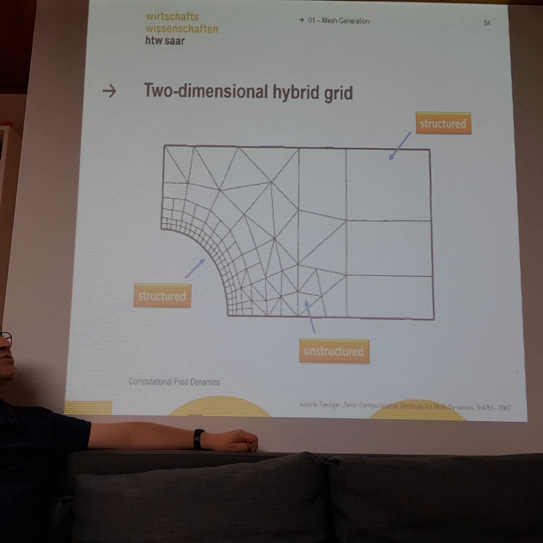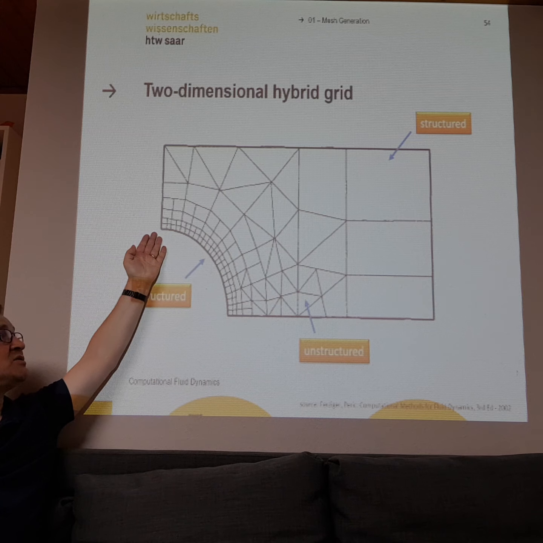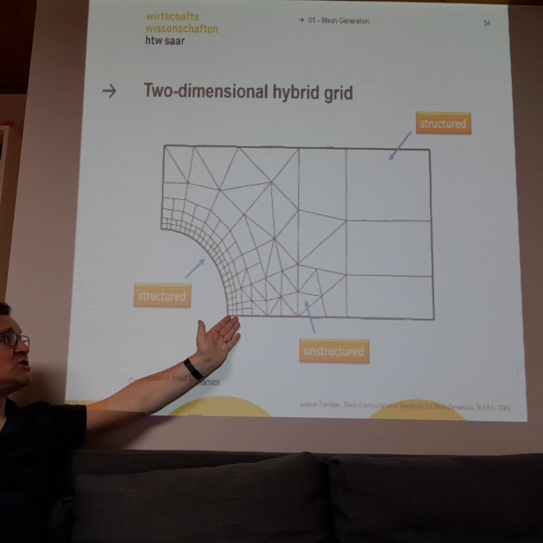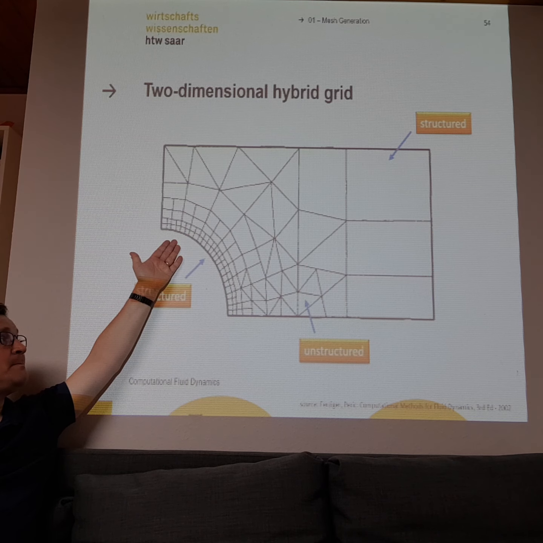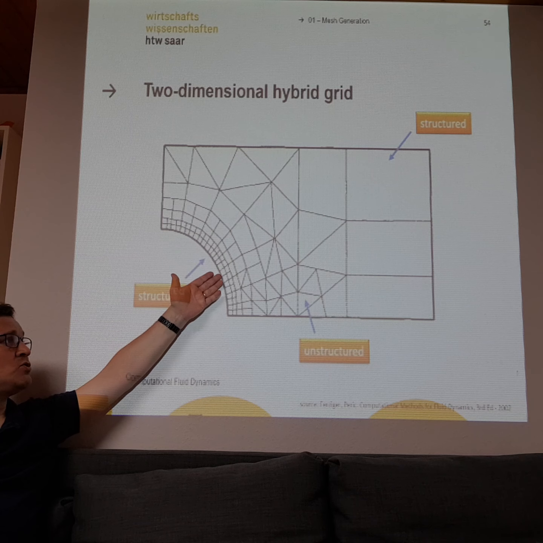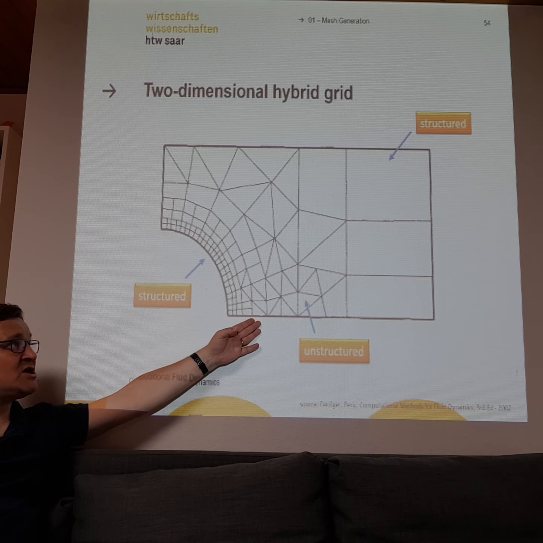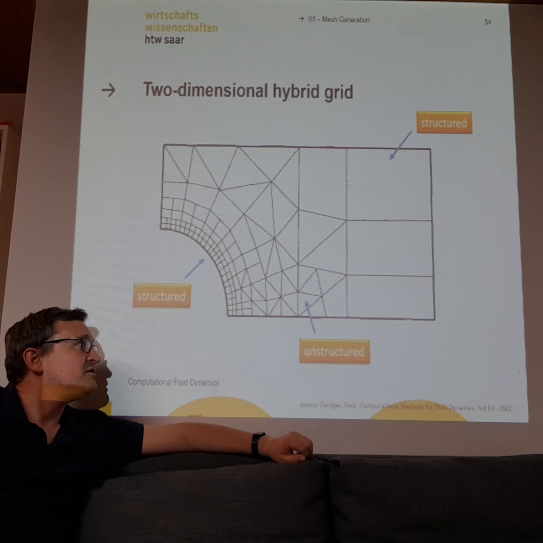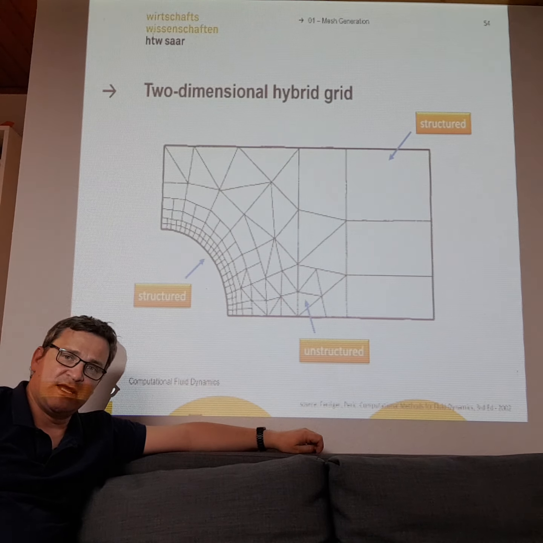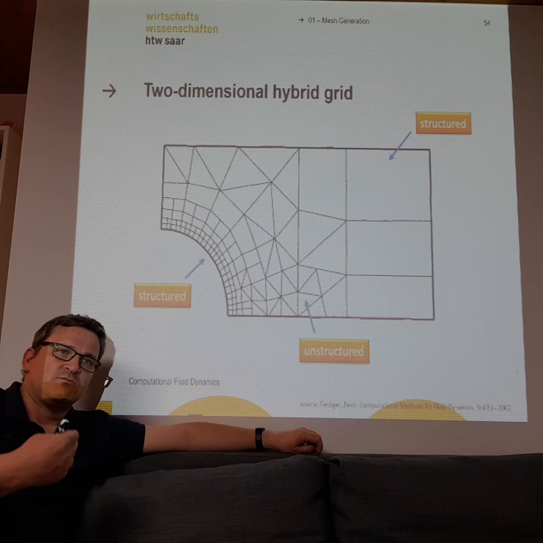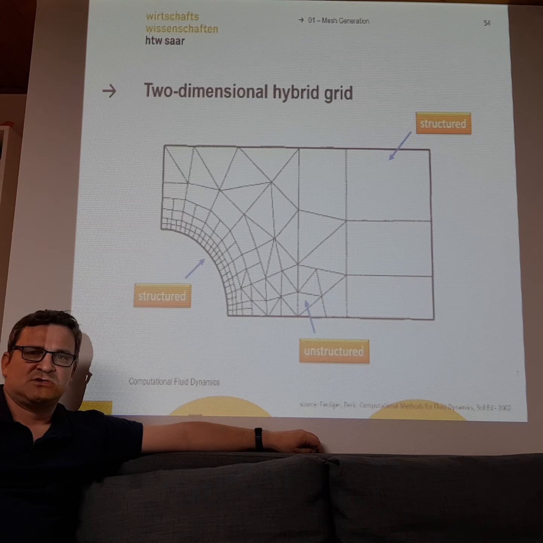That's also an adaptive structure. Here we have a hexahedral structure near a boundary, and if we go more to the far field of the simulation, we have an unstructured mesh, and if we go really far from the geometry, we again get a structured mesh. We get faster simulation times here.